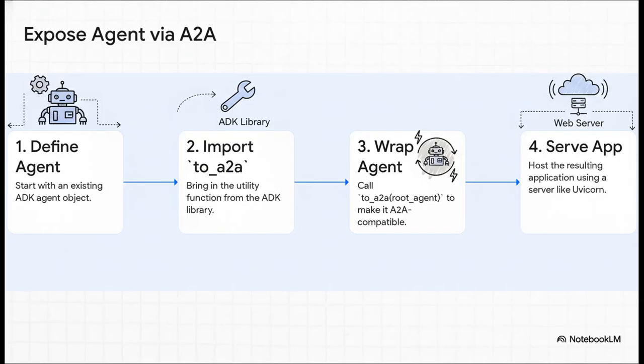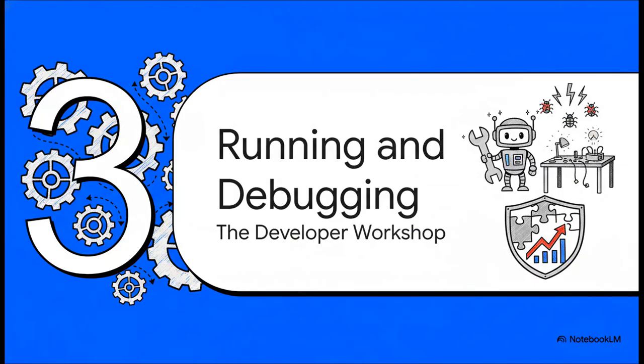And the most powerful part is just how simple this is. The ADK gives you this one little function, A2A. You just wrap your existing agent in it, serve it up, and boom, it can now talk to other agents. It's incredibly straightforward. Okay, we've designed this powerful, tool-equipped agent. Now it's time to head into the developer's workshop. We're talking about the practical side of things, making it run, understanding what it's doing under the hood, and making sure it's robust when things go wrong.